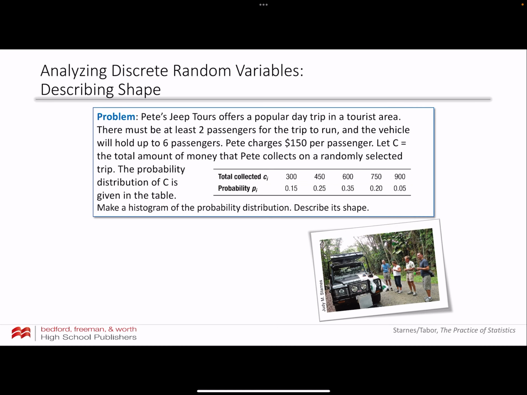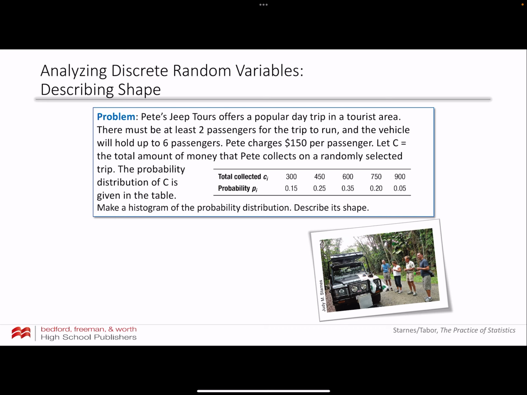All right, let's look at another example. Pete's Jeep Tour, I'll let you read this. So C is the total amount of money that Pete collects on a randomly selected trip. It's randomly selected and he's collecting dollar amounts. These are all numerical values, so this is a random variable, right?